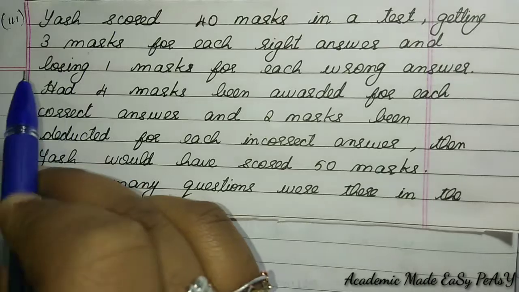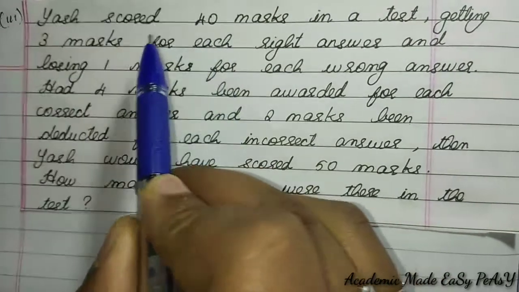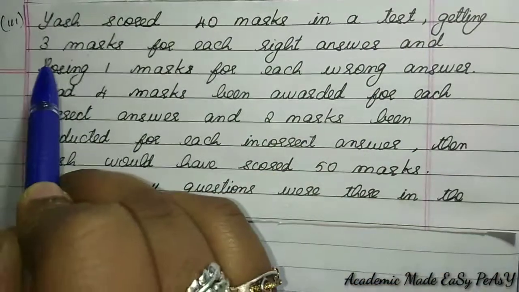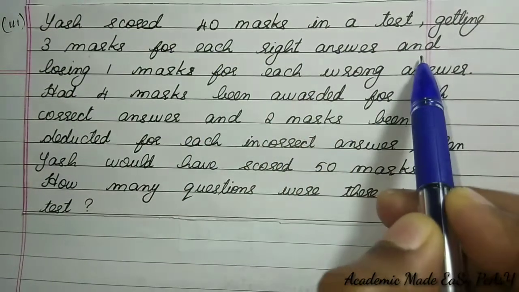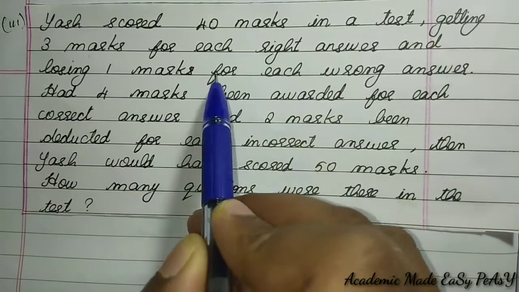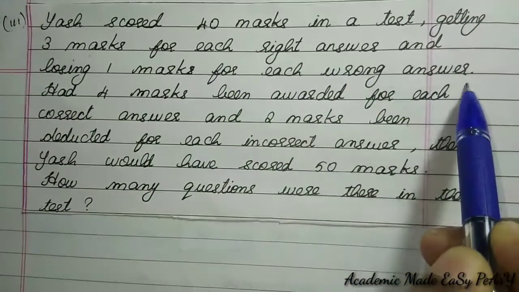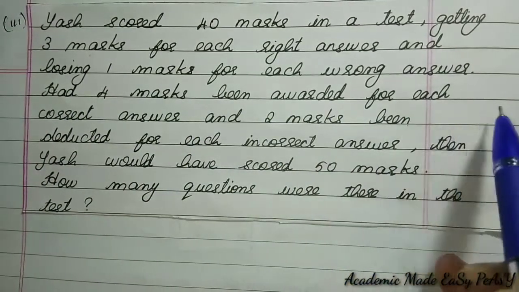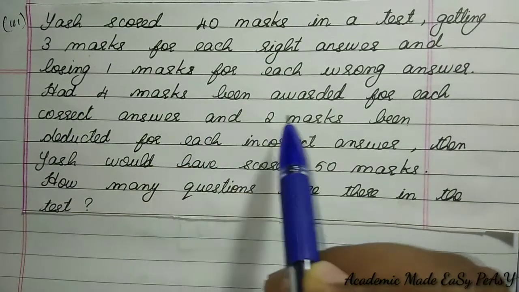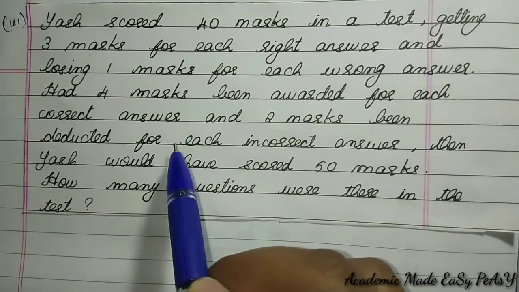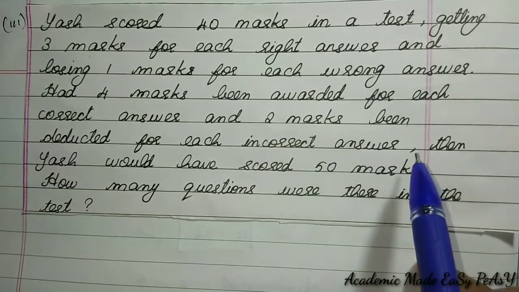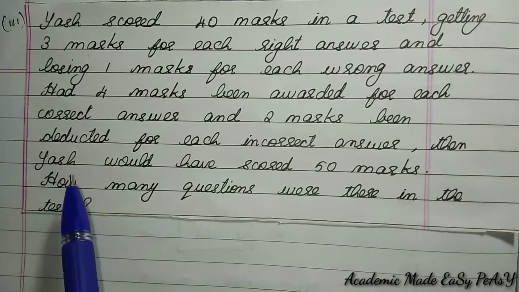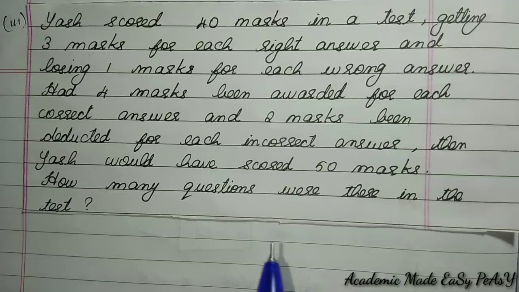That's it. Subdivision 3. Yash scored 40 marks in the test, getting 3 marks for each right answer and losing 1 mark for each wrong answer. Had 4 marks been awarded for each correct answer and 2 marks been deducted for each incorrect answer, then Yash would have scored 50 marks. How many questions were there in the test?